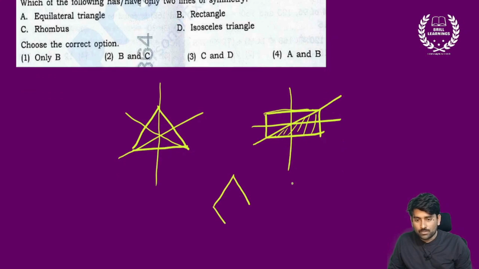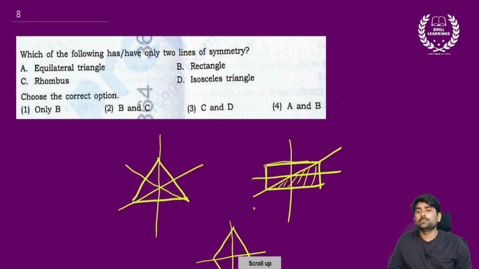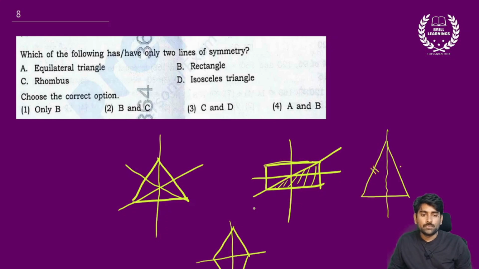So rhombus also has 2 lines of symmetry only, vertical and horizontal. Isosceles triangle means it has only 1 line of symmetry, that is vertical only. If I treat these two sides as equal lines, then it has vertical symmetry only. Okay, so that is why B and C. So second one is the right answer here. Let's move to the next question.